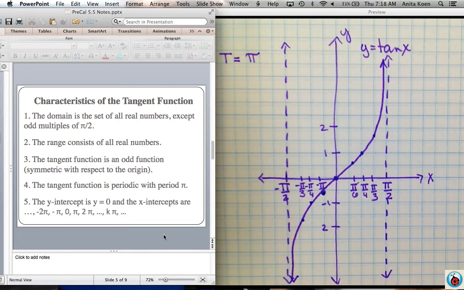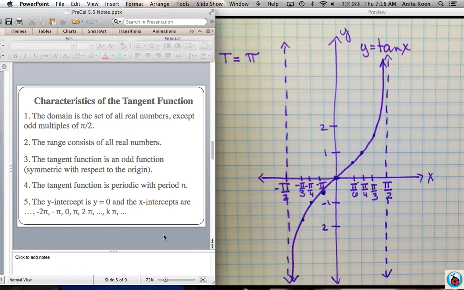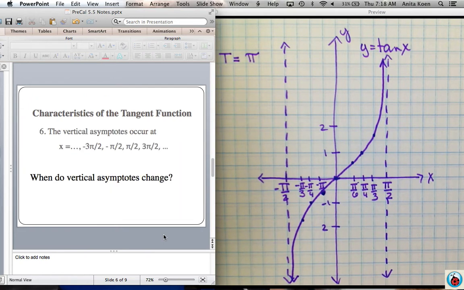The y-intercept is 0, and the x-intercepts are negative 2 pi, negative pi, 0, pi, 2 pi, continuing on in integral multiples of pi. The vertical asymptotes will always occur at negative 3 pi over 2, negative pi over 2, pi over 2, 3 pi over 2. You're going to see that those continue.